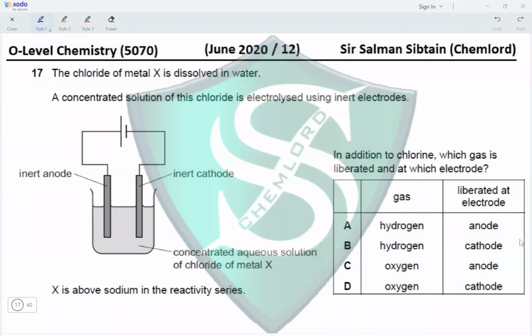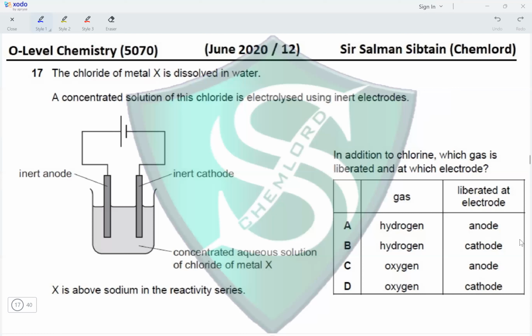Question 17. The chloride of metal X is dissolved in water. A concentrated solution of this chloride is electrolyzed using inert electrodes. Okay, and we have a concentrated aqueous solution of chloride of metal X. X is above sodium in the reactivity series, so it is highly reactive. In addition to chlorine, which gas is liberated and at which electrode?